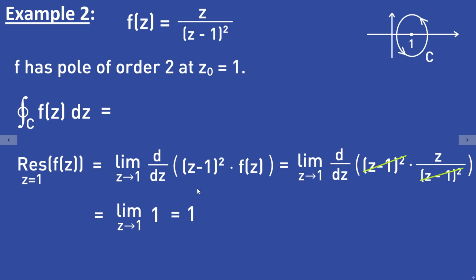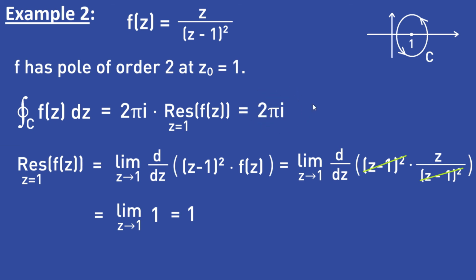Now we can use the residue theorem to evaluate the curve integral. The curve integral is equal to 2 pi I times the residue of f at z is equal to 1, which is equal to 2 pi I. So the curve integral of f along the curve C is equal to 2 pi I.